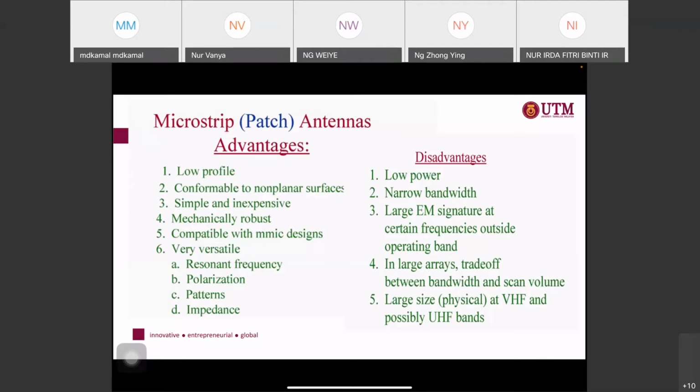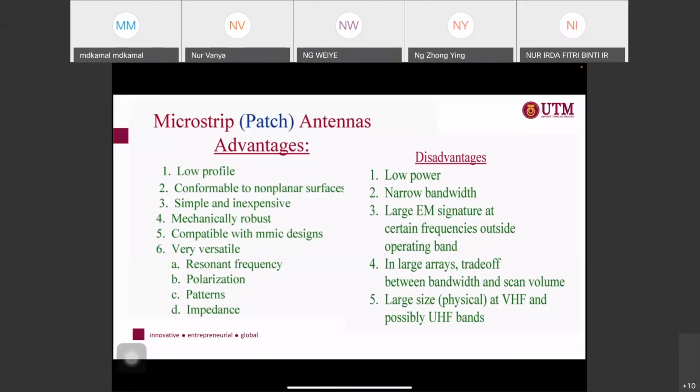To have the... But if you want to know more details about how to improve the bandwidth, maybe you can refer to some other books on the microstrip antenna. They focus on techniques to improve the bandwidth of this antenna. And then of course, we have large EM signature at certain frequency outside the operating band. Okay, in large arrays, trade-off between bandwidth and scan volume.